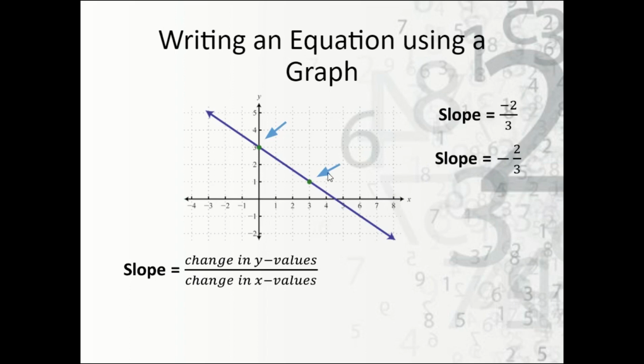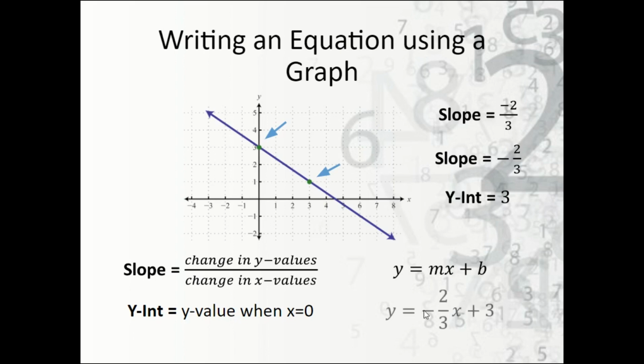Then I can find my y-intercept. My y-intercept is the value where it crosses, which is right there, 3. So now I just plug that into my y equals mx plus b form. The slope goes in here for m, and the y-intercept goes in here for b. So this becomes y equals negative 2/3 x plus 3.